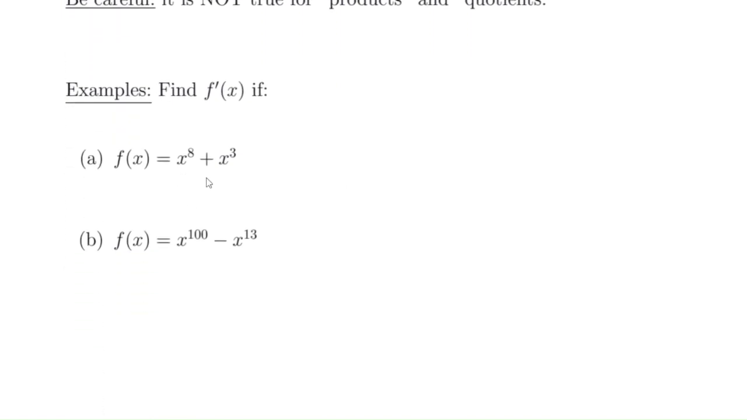So if we wanted to find the derivative of x to the 8th plus x cubed, if this is f of x, what is f prime of x? Well, f prime of x is going to be the derivative of x to the 8th, which is 8x to the 7th. The derivative of x cubed is 3x squared. So there's our answer: 8x to the 7th plus 3x squared.